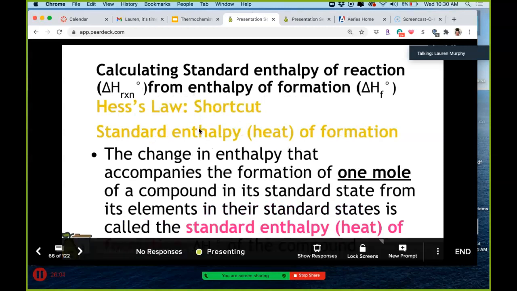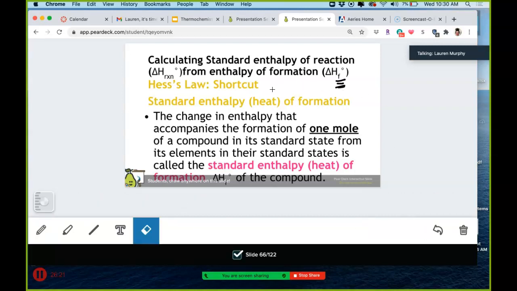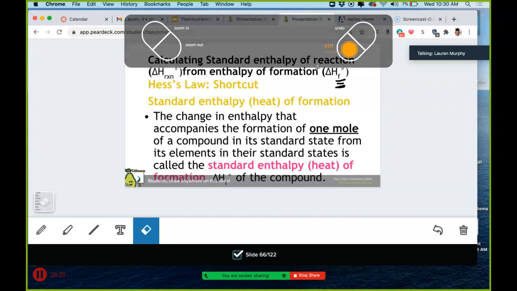Okay, so Hess's law, the shortcut method, involves what are known as enthalpy of formation values. Enthalpy of formation values. That's what this little F stands for. And by definition, a formation value is the number associated with forming 1 mole of a compound from its elements.